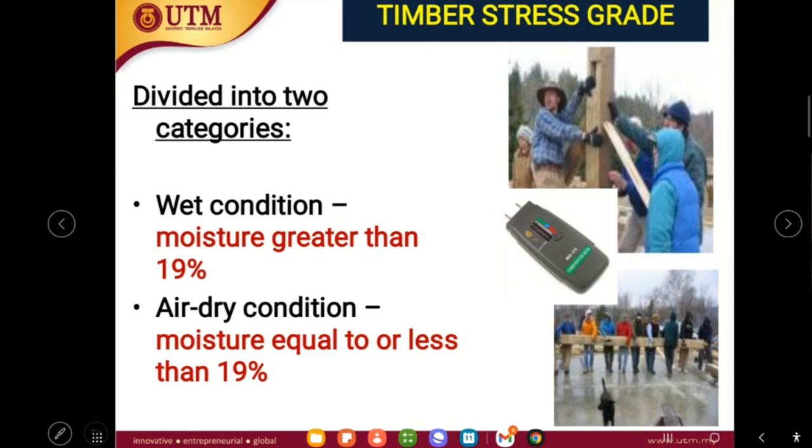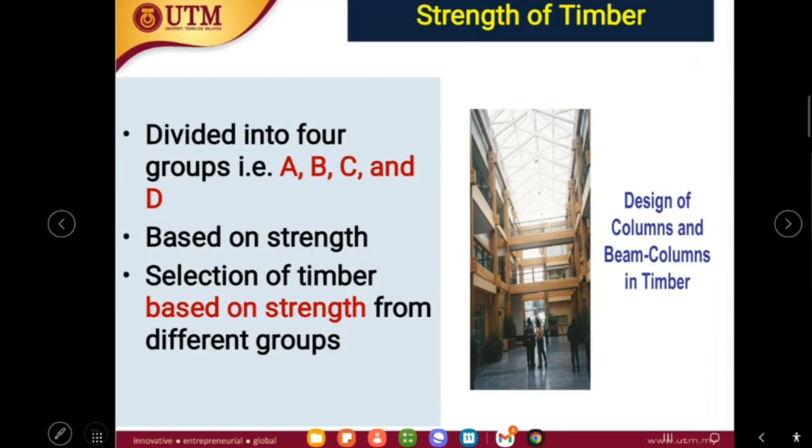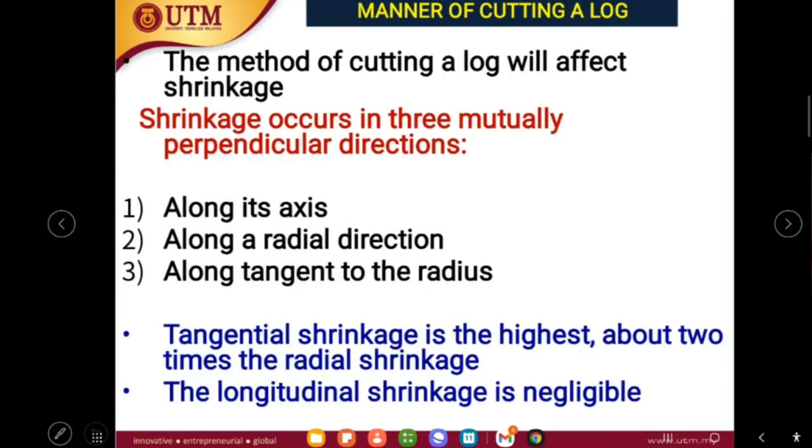One is under the wet condition, where the moisture content is greater than 19%, which is when the timber is green. And another condition is air dry condition, where the moisture is equal to or less than 19%. Okay, so that is a dry condition or air dry condition. And then, this is basic.